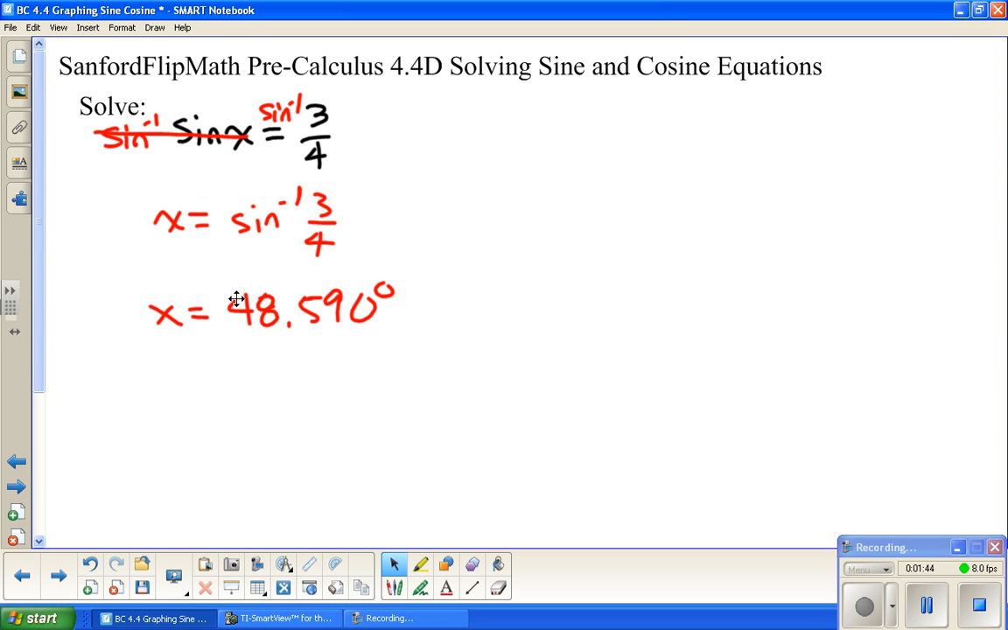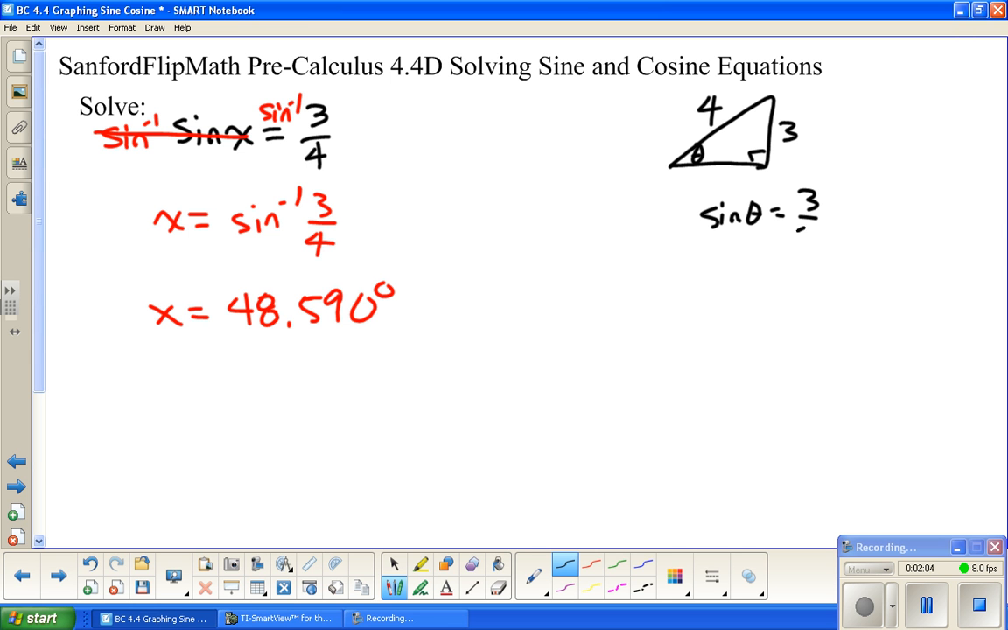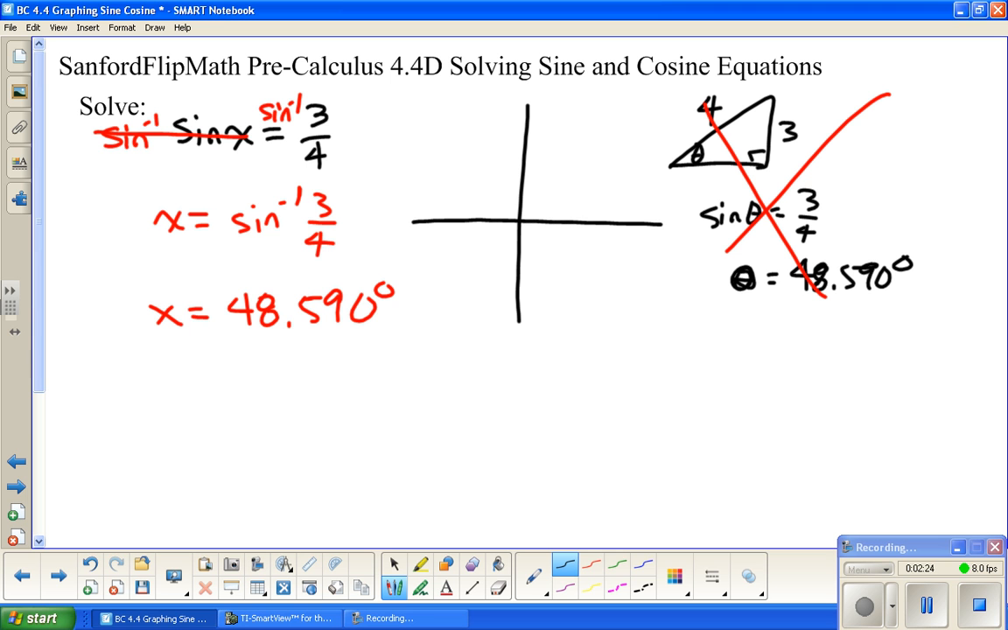First of all, how did we know that we were in degrees? For instance, if I go back to working with just regular old triangles, a quick trip down memory lane back in section 4.2, if this was my angle and this was 3 and this is 4, I might say sine of theta is 3/4, and so for theta I would do inverse sine just like I did, and it's 48.59 degrees. Great.